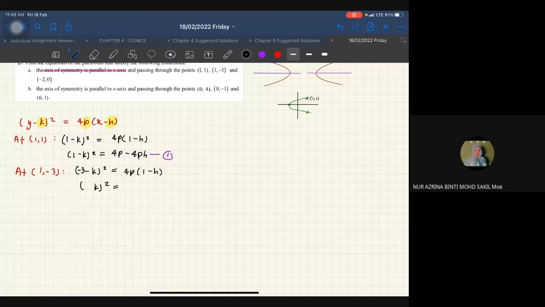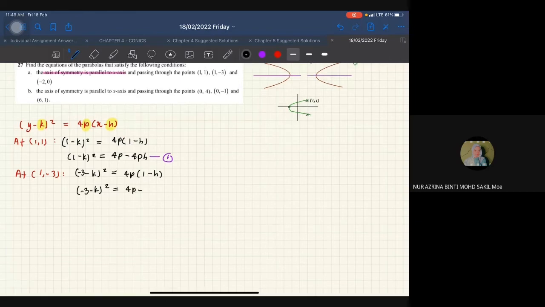Okay, baru betul. So on my left hand side, dia akan stay saja. So negative 3 minus k, and then 4p minus 4ph. This is my second equation.